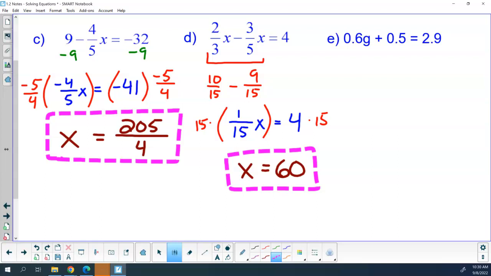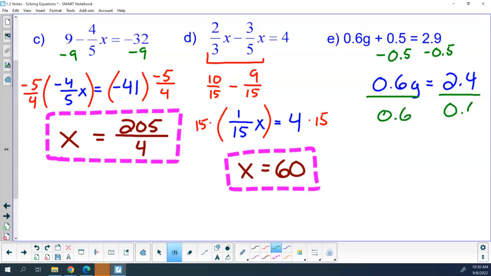Good. Okay. This one is the same, it's just got decimals. That's the only difference. So we do it the exact same way. So really that's 24 divided by 6. So then G here is 4.